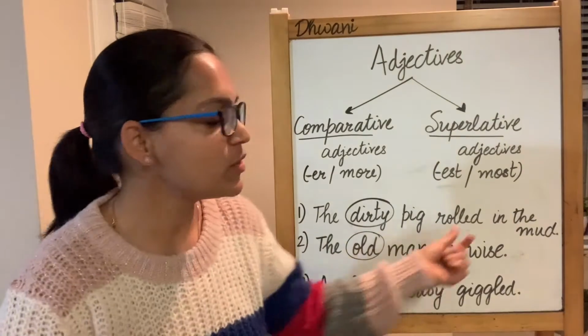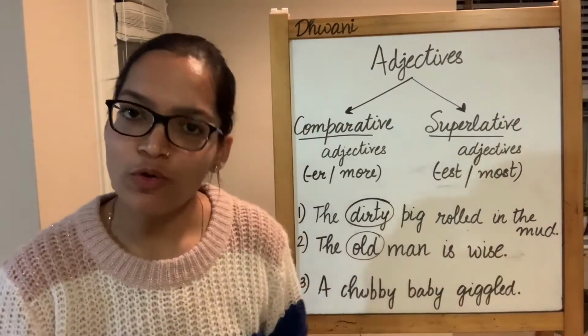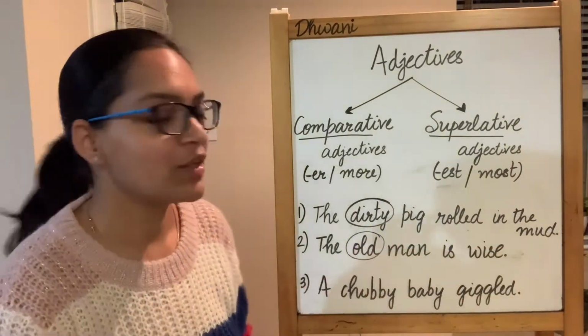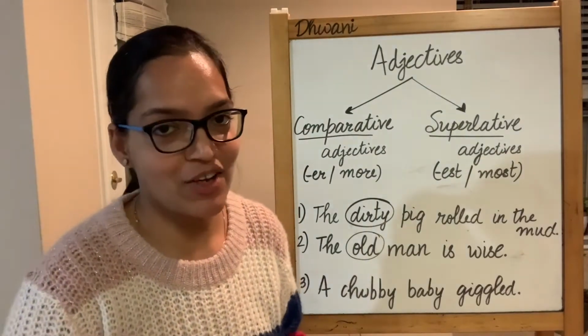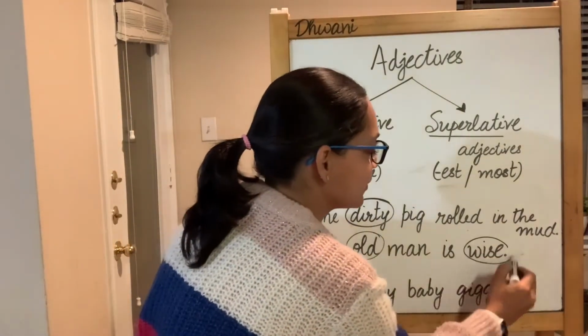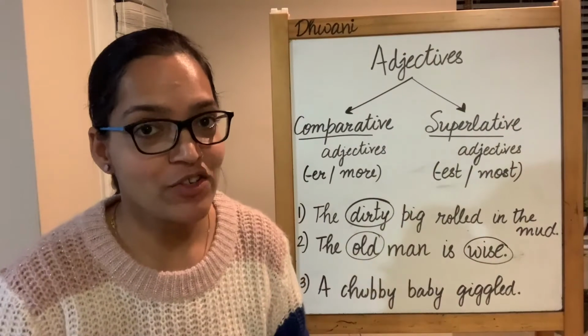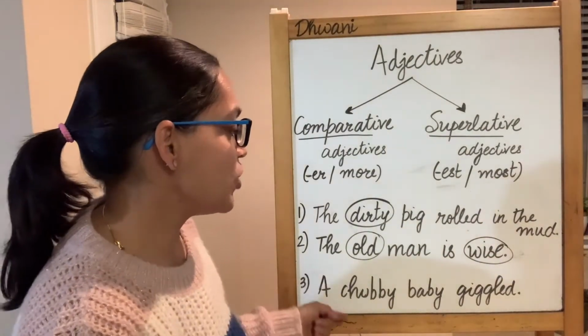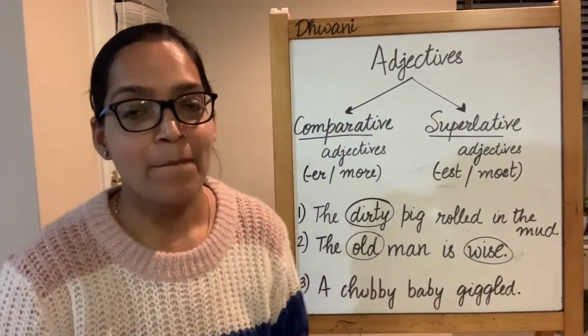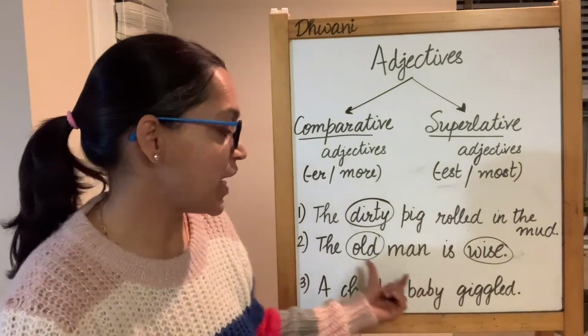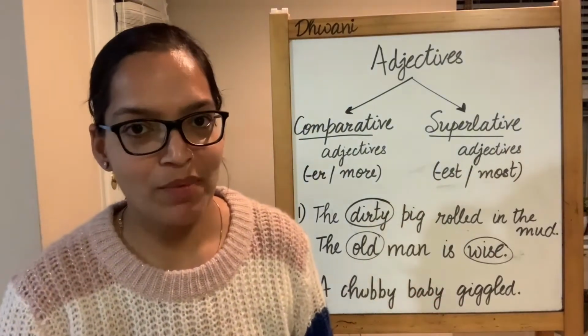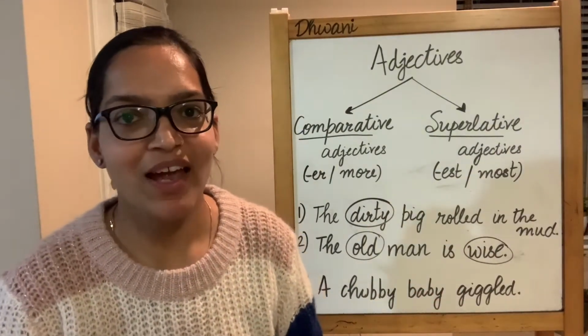The old man is wise. Wise is also describing my noun. So wise also becomes my adjective. So in this sentence we have two adjectives. Next one is a chubby baby giggled. My noun is a baby. And how's the baby? Baby is chubby. So chubby becomes my adjective.